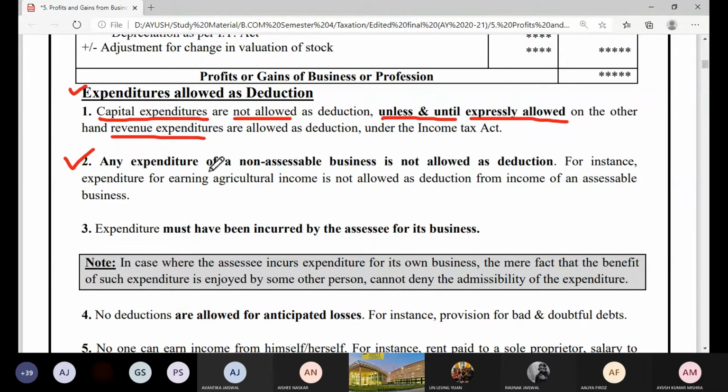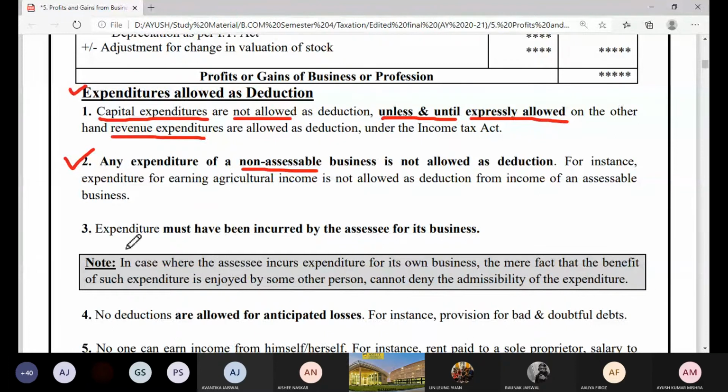Okay, so any expenditure for non-assessable business is not allowed as deduction. Expenditure for running agriculture income is not allowed. Now, why do they use the term non-assessable? Non-assessable means those businesses on which taxes are not to be charged. So if incomes are not taxable, then expenses shall also not be allowed as deduction.